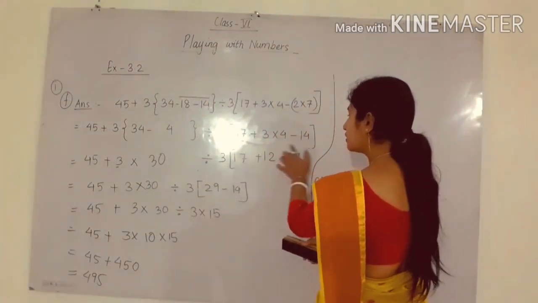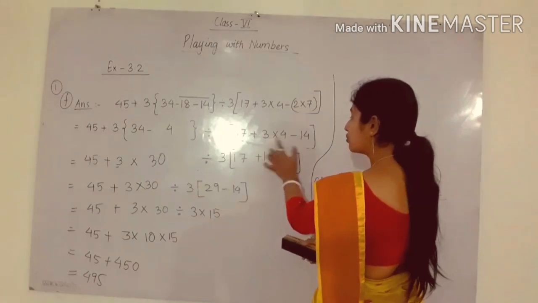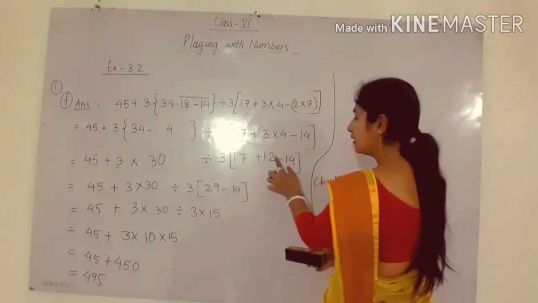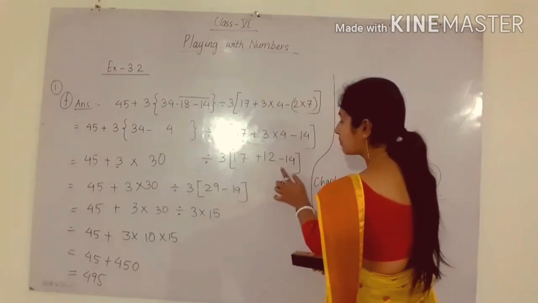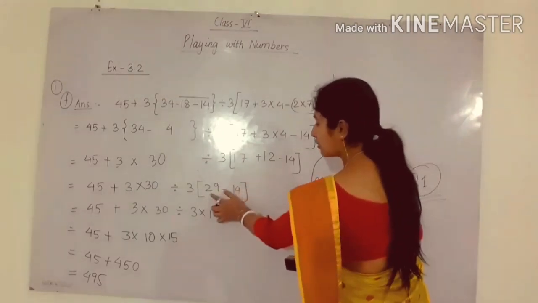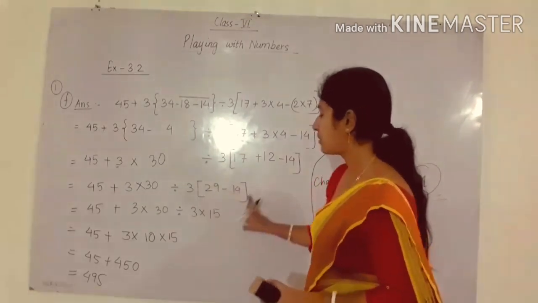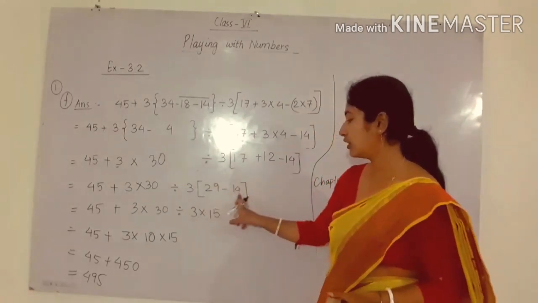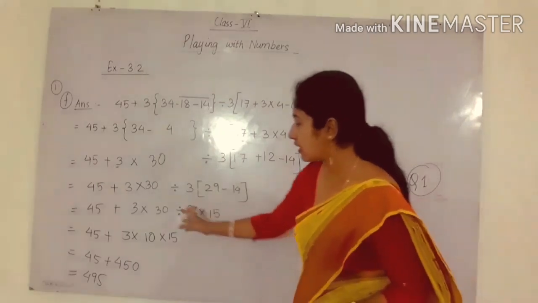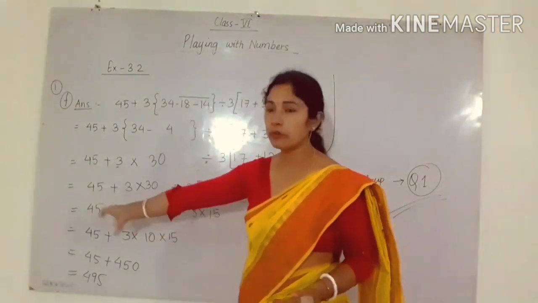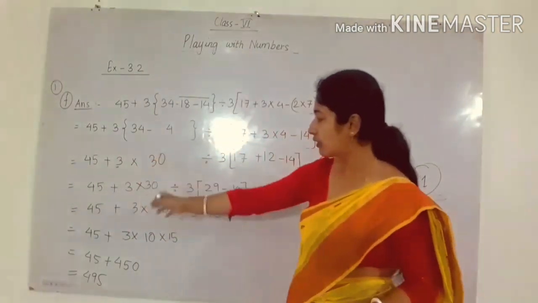Next you have to see in this bracket what we have. Multiplication first. So 3 4s are 12. Next, addition and subtraction is there. So 17 plus 12 will be 29, minus 14. Again you have to solve this bracket. So 29 minus 14 is 15. See, the rest of the thing will remain the same, so I am not telling this one.